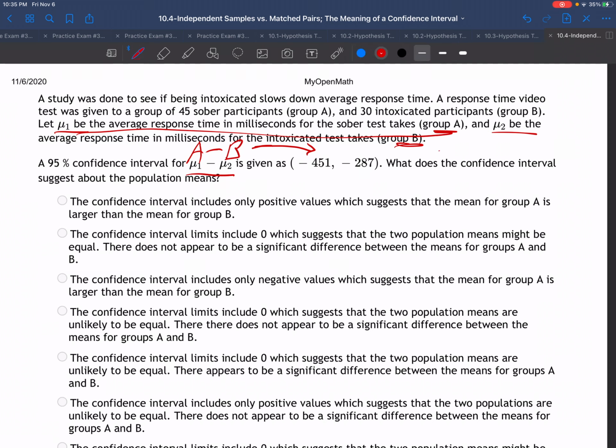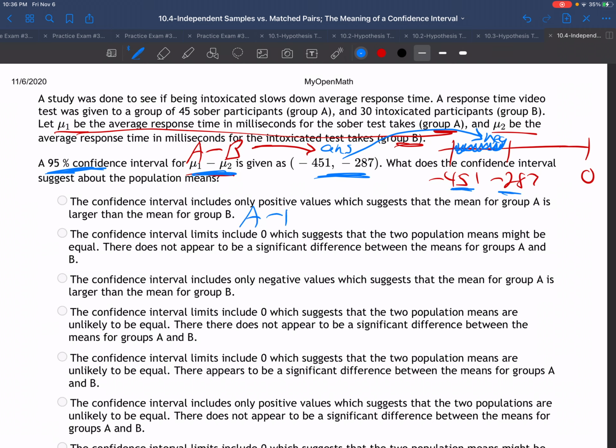What does that mean? So first off, you see that's a negative answer. If I was to put a number line here, if you're between negative 451 and negative 287, zero's way over here. If you're somewhere between negative 451 and negative 287, we're 95% confident that the subtraction, A minus B, comes out somewhere between negative 451 and negative 287 in here. So that means you're a negative number. There's only negative numbers in that region.